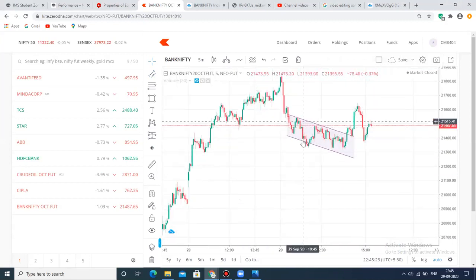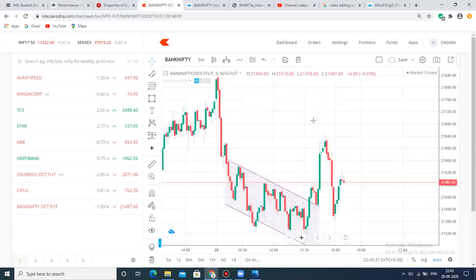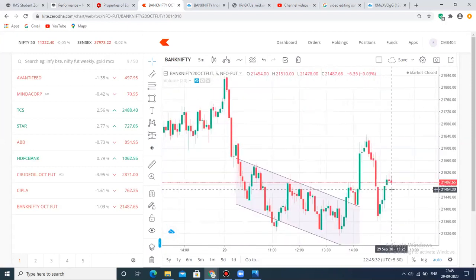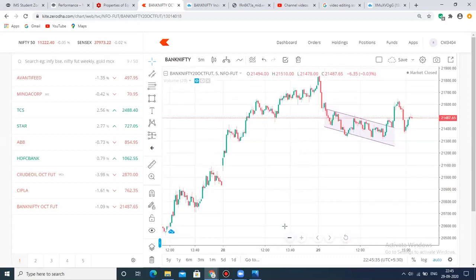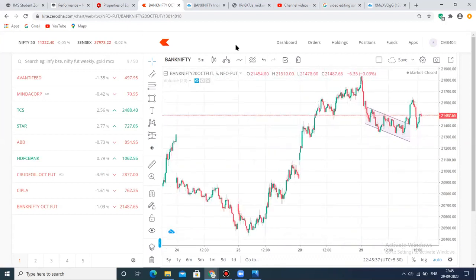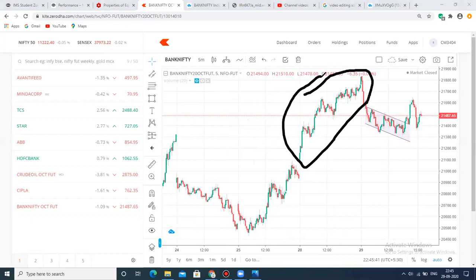You cannot expect a perfect setup as far as I'm concerned. So what has happened is, now I'm just going to zoom out and look at the previous day's data. I'm going to look at this part of the chart and mark a few zones. I'm going to mark some supply zones and demand zones.